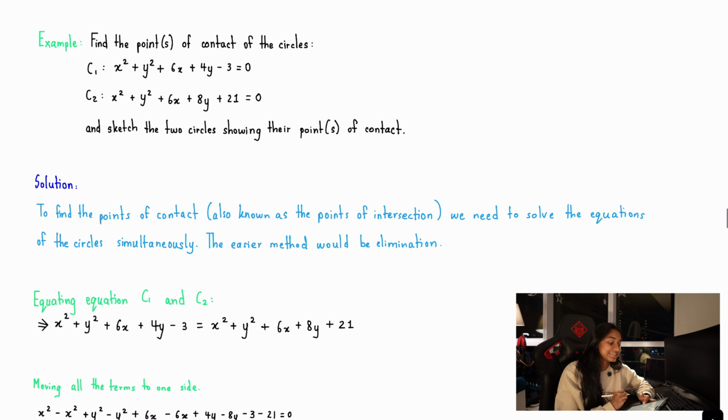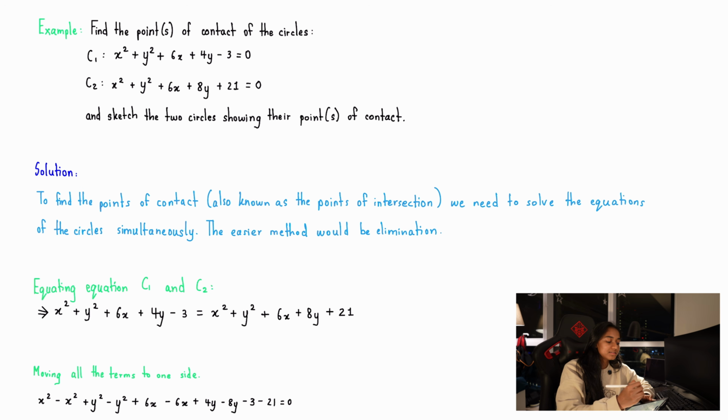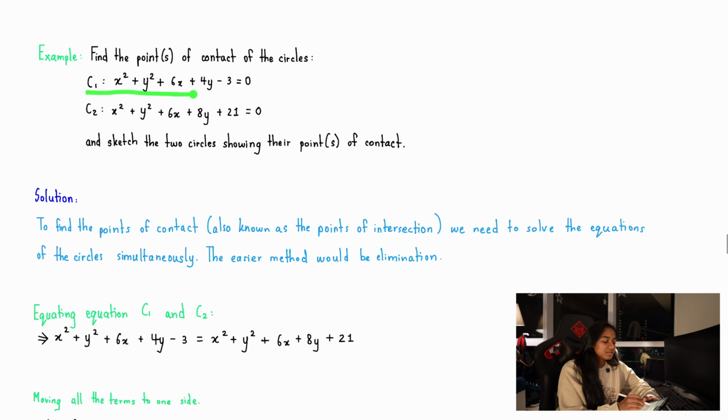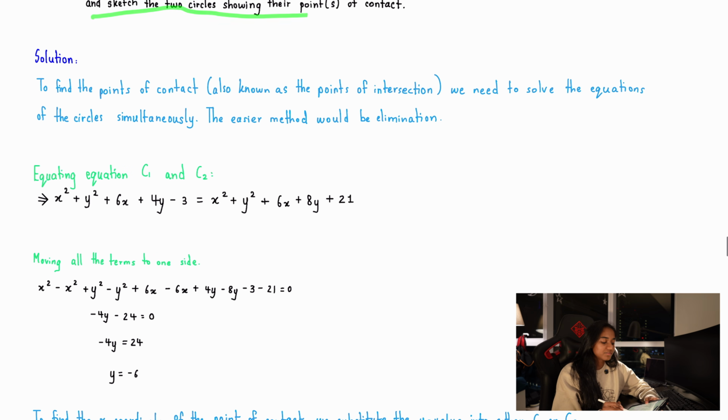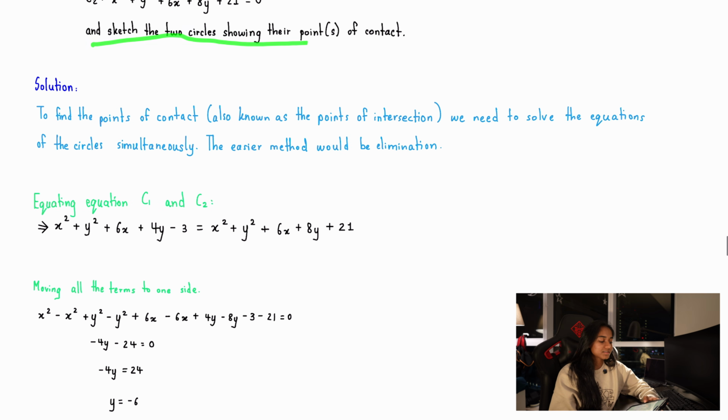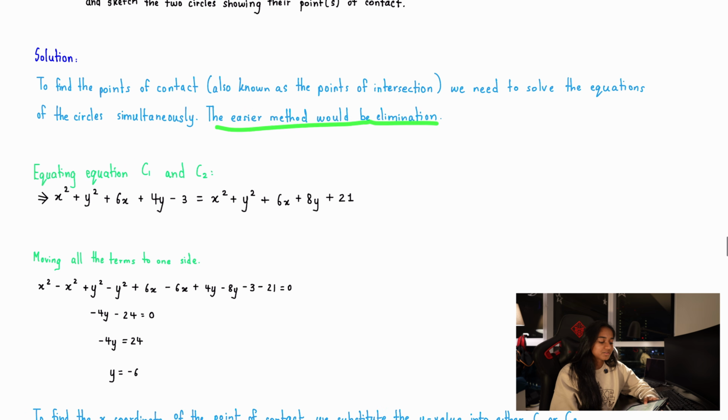Now let's look at an example. Find the point or points of contact of the circles. So point of contact is the same thing as the point of intersection. When they contact is when they touch, when they intersect, same thing. So we're given the equation of C1 and the equation of C2, and sketch the two circles showing their points of contact. So the first thing that we're going to do is actually just find the points of intersection. So to find the points of contact, we need to solve the equations of the circles simultaneously. The easier method would be elimination though.